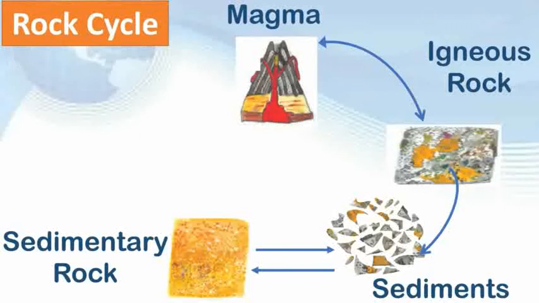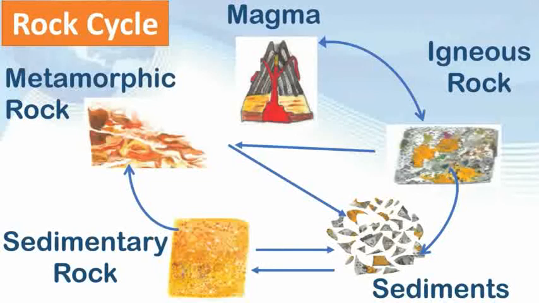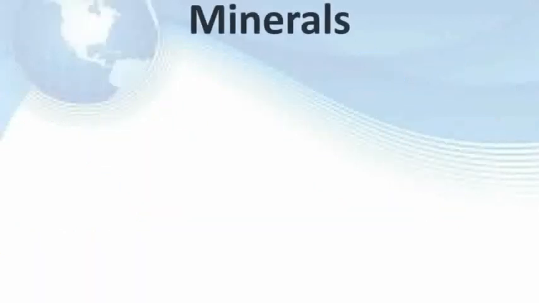When the igneous and sedimentary rocks are subjected to heat and pressure, they change into metamorphic rocks. Metamorphic rocks, which are still under great heat and pressure, melt down to form the molten magma. This again can cool down and solidify into igneous rocks. Next we'll talk about the minerals.